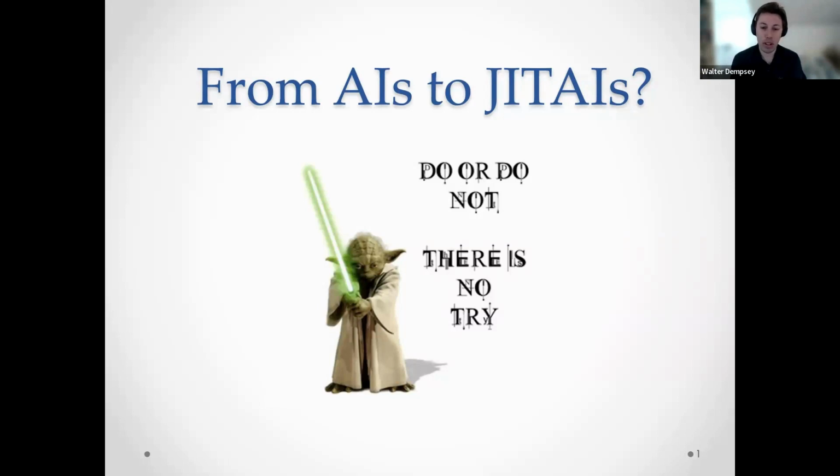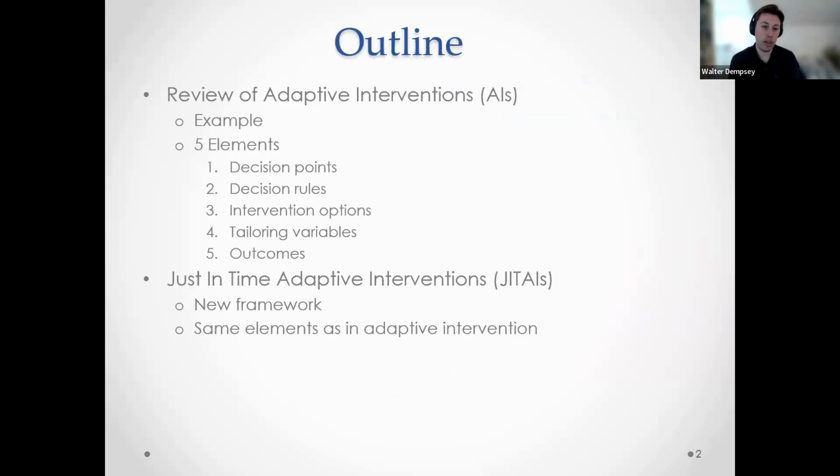So this is a part that I wanted to talk about on connecting AIs to JITAIs. What we're really talking about here is how the framework for adaptive interventions, the 5 key elements, really are the same as when you move to JITAIs. It's just there are certain small tweaks that we're going to make. So I want you to think about them as very related, but I'm going to point out the key differences. We're going to talk about those 5 key elements, and then we're going to talk about JITAIs. This will probably only be like a 15-minute quick discussion, I think.